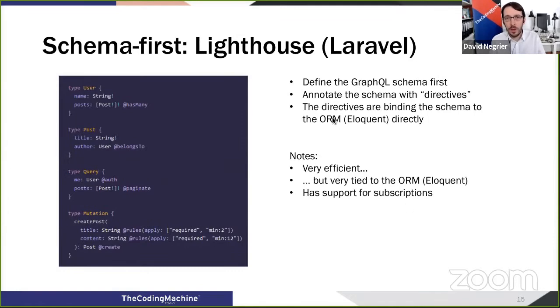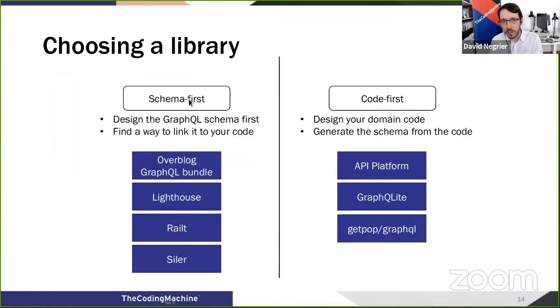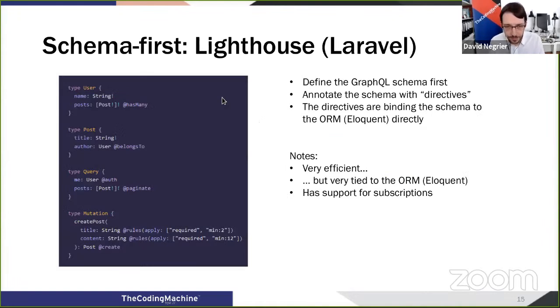Let's take a quick zoom on Lighthouse. Lighthouse is a schema-first library. Let's see how it works. Lighthouse is built on top of Laravel. When you are using Lighthouse, you are going to design this GraphQL schema. And you are going to annotate this schema with directives. This is a directive, this is another directive. And these directives will be used by Lighthouse to bind this schema to the database model directly.